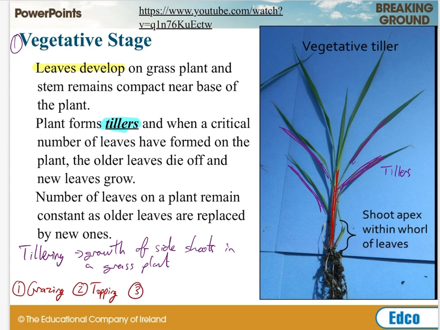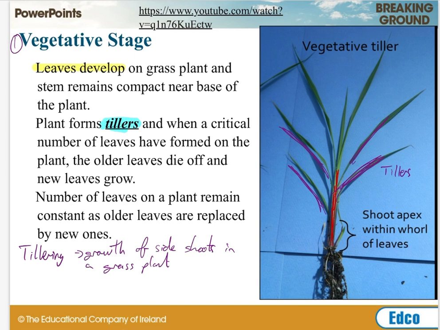And lastly, another way of encouraging tillering is by mowing. By mowing a field maybe once or twice a year for hay or silage, it is also going to encourage our grass to tiller, to stay in our vegetative stage and not enter into our elongation or reproductive phase, where the grass is going to be predominantly more fibre and less carbs and protein. So the number of leaves on a plant is going to remain constant as old leaves are being replaced by new leaves. So that is very important here.